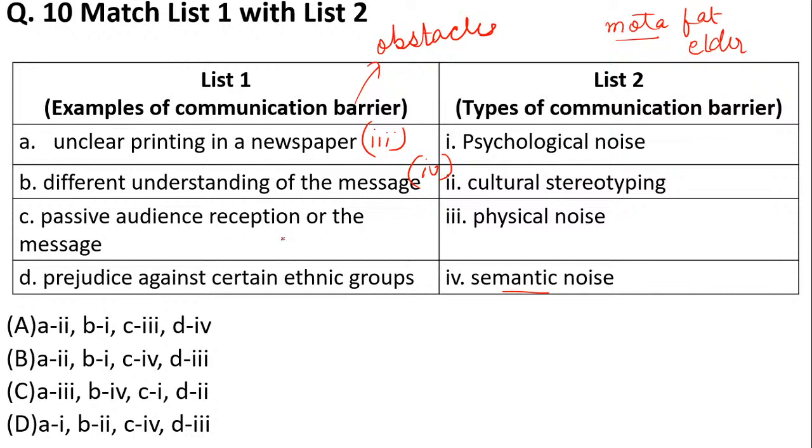Passive audience reception of the message. So this is a kind of psychological noise. Okay. And prejudice against certain ethnic groups. So this is your cultural stereotyping.